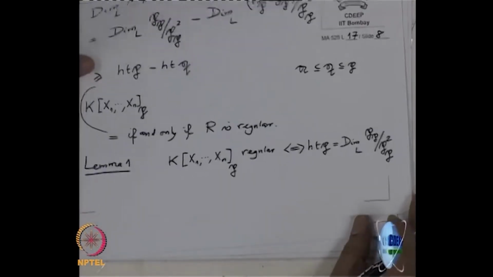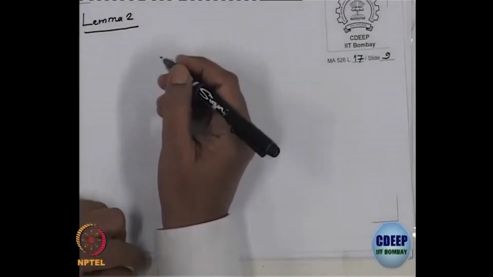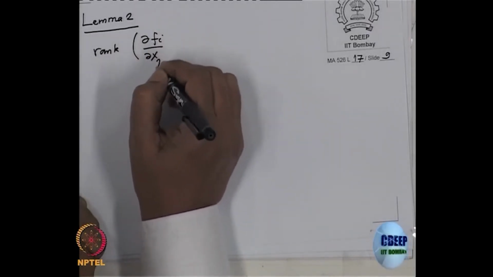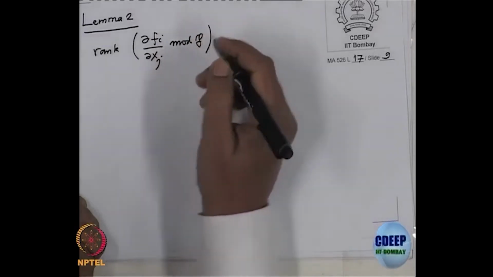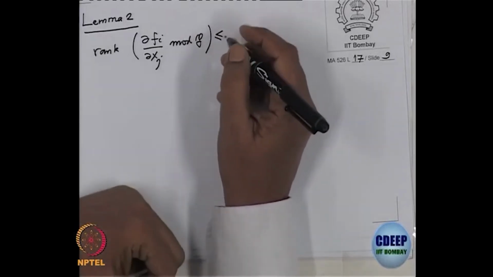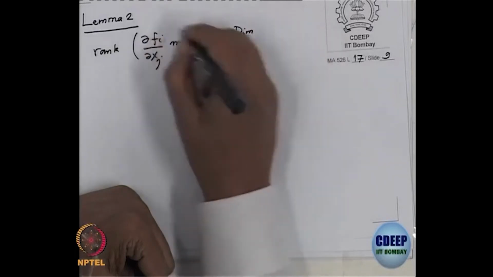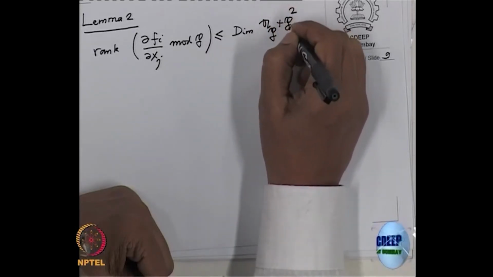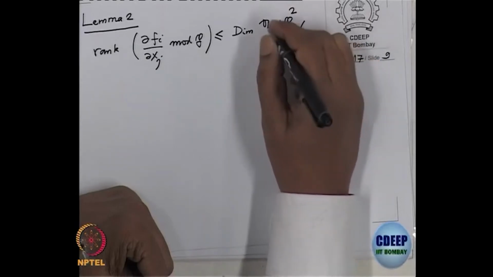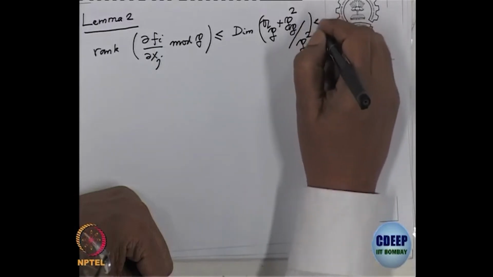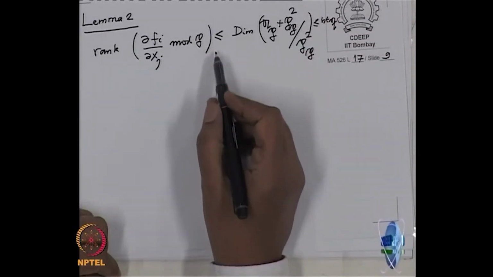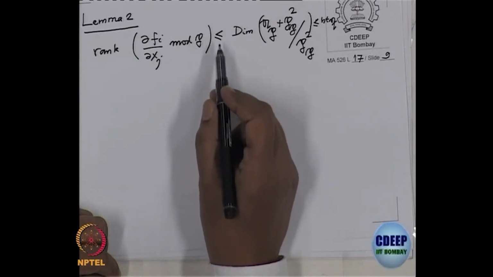And lemma 2 was the rank of this matrix, the Jacobian dFi dxj mod P. This rank was less than or equal to the dimension of, because you see this is AQ, A localized at P plus P squared P modulo P squared P, which is less than or equal to height P, height Q. That is what we have proved in lemma 2, and also we have proved equality here if and only if R is regular.